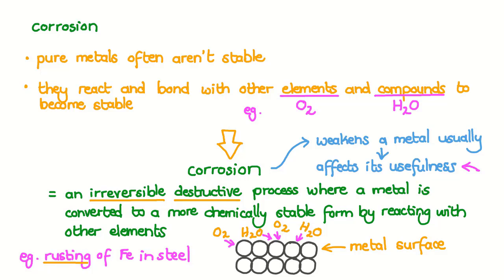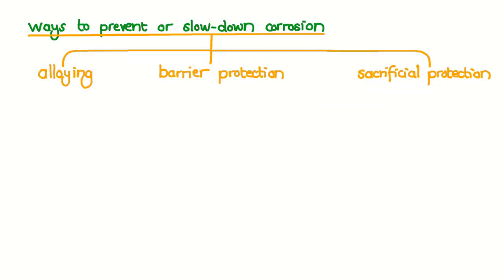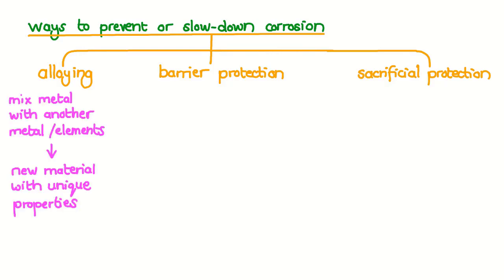Now let's have a look at ways to prevent or slow down corrosion. Alloying, barrier protection, and sacrificial protection are three ways to hinder corrosion. Alloying involves mixing a metal with another metal or other elements to develop a new material with unique properties. The added elements can be carefully chosen to influence the corrosion resistance of the new material.